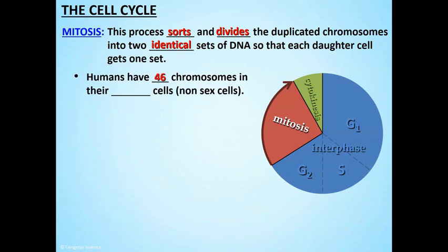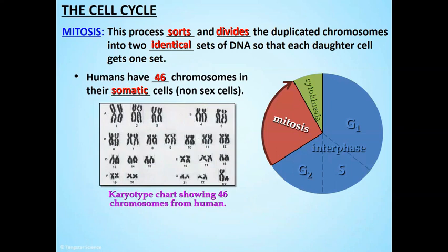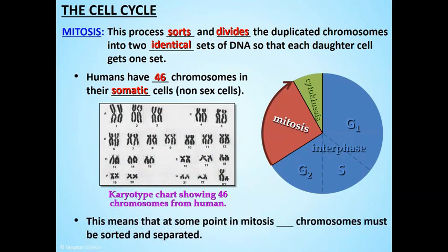So humans have 46 chromosomes in their somatic cells. So here you can see a karyotype showing 46 chromosomes for the human. This means that at some point in mitosis, 92 chromosomes must be sorted and separated. Okay, and that's just because you're doubling that 46 to get 92.